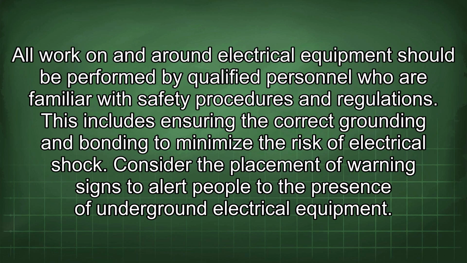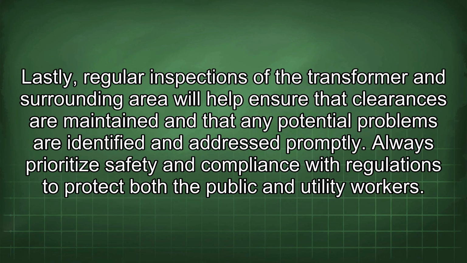All work on and around electrical equipment should be performed by qualified personnel who are familiar with safety procedures and regulations. This includes ensuring the correct grounding and bonding to minimize the risk of electrical shock. Consider the placement of warning signs to alert people to the presence of underground electrical equipment. Lastly, regular inspections of the transformer and surrounding area will help ensure that clearances are maintained and that any potential problems are identified and addressed promptly. Always prioritize safety and compliance with regulations to protect both the public and utility workers.